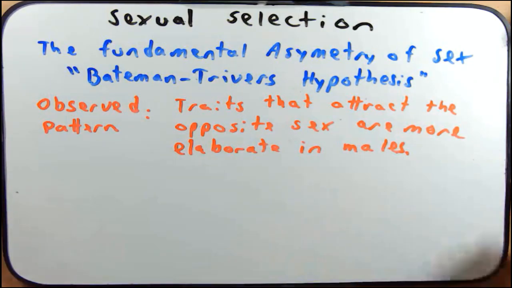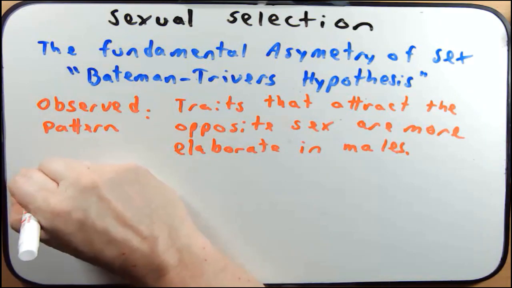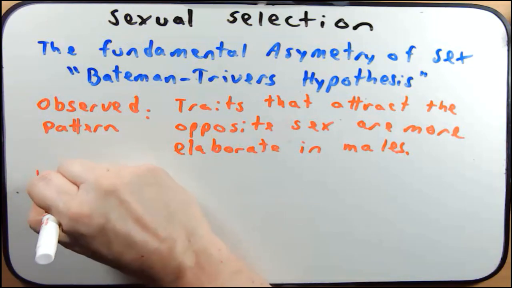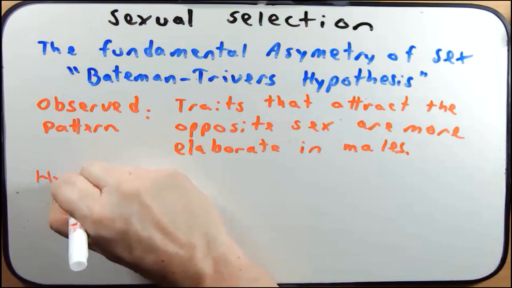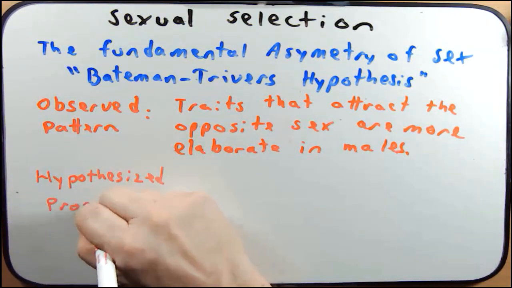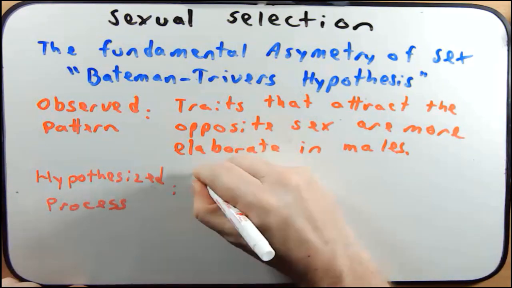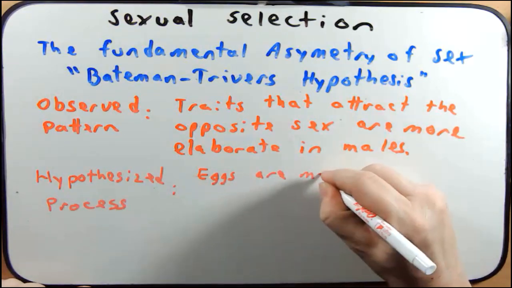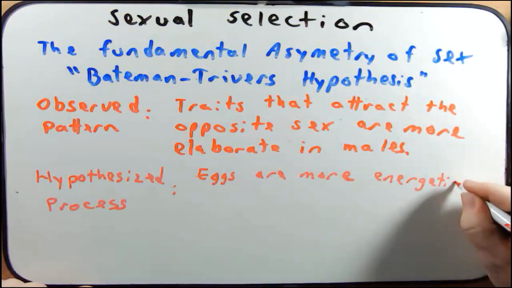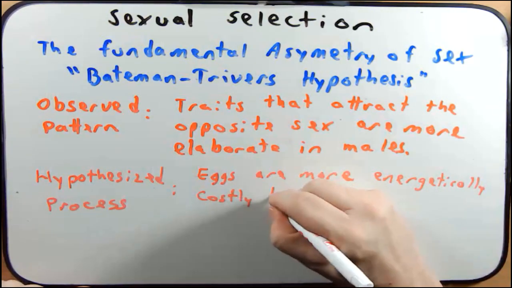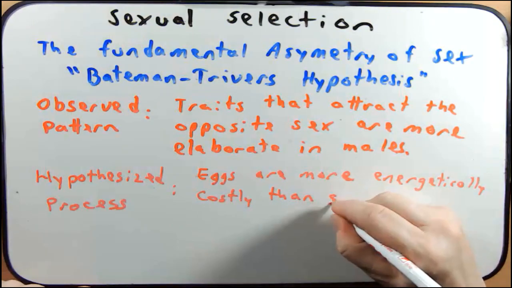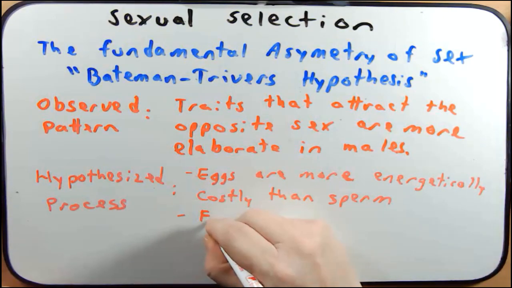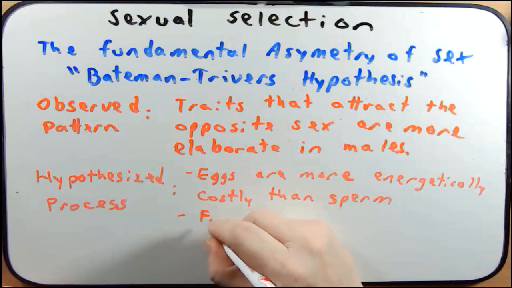Now, of course, not in every species, but in many species we do see this, just like in the peacock and the peahen example. This led to a hypothesized process that could help explain this observation. This hypothesis states that eggs are more energetically costly than sperm. Therefore, females invest more in their offspring than do males.